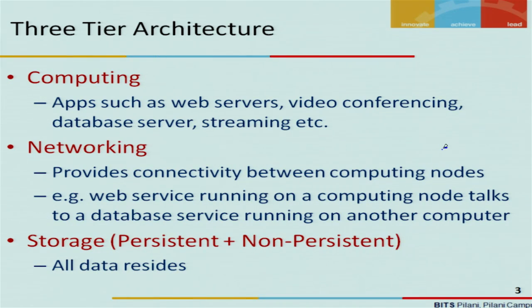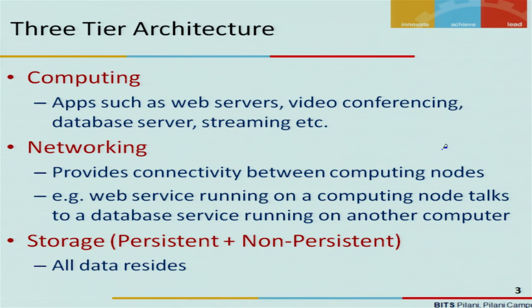If you expand this architecture from a single computer to a system for a large organization, or even a small organization, the entire IT infrastructure can be divided into three parts: computing, networking, and storage. This is the three-tier architecture. Computing involves different applications like web servers, video conferencing, data servers, and streaming applications, and there can be many other applications as well.